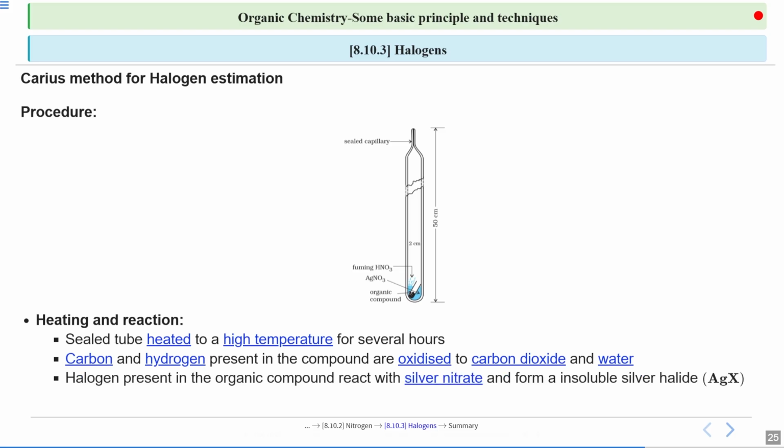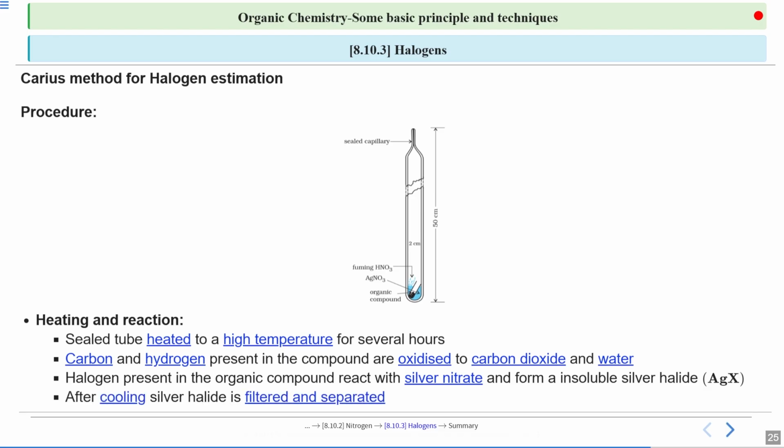After that, if the organic compound contains a halogen, it reacts with silver nitrate to form an insoluble silver halide, such as silver chloride, silver bromide, or silver iodide. These silver halides are easy to separate because they don't dissolve in water. So they are sparingly soluble in water.